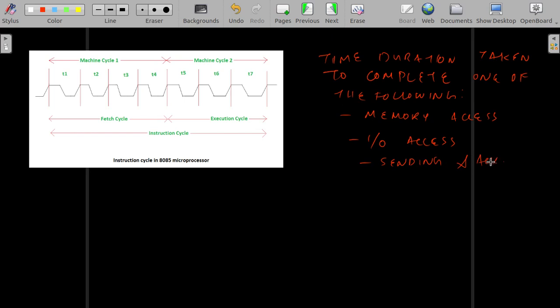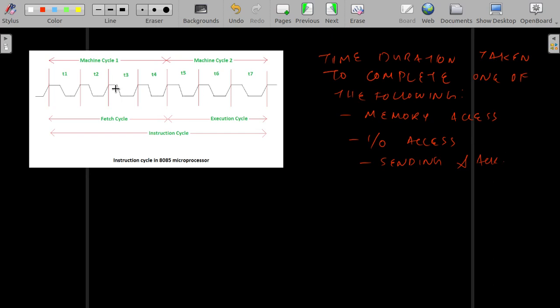Okay, so most or all of the basic tasks that have to be done to complete the execution of an instruction are usually categorized into one of these three. Okay, and these are not the classification of machine cycles. There are more machine cycles, but you can say machine cycle is the time taken to complete maybe a memory access or an I/O access or some other purpose, some acknowledgement or sending something like that.